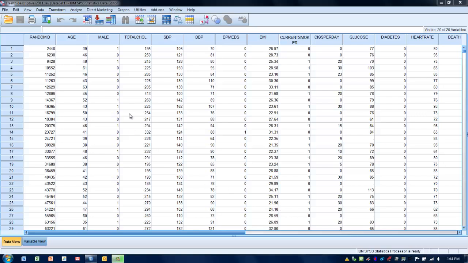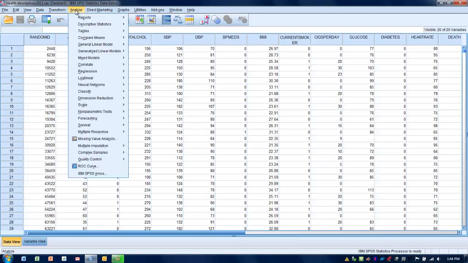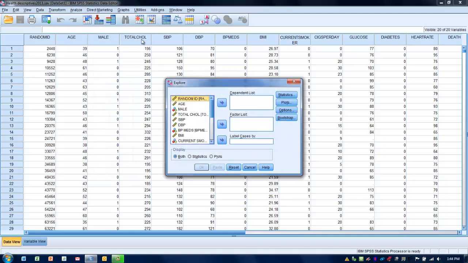So in order to do this exploration, we are going to select the Analyze menu, go to Descriptive Statistics, and then choose the Explore option. And in the decision box here, we first of all have to choose which variables we wish to do this data exploration on. And again, you can choose multiple variables simultaneously. You don't have to just do one at a time. You can do multiples. We're just going to do one at a time for the purpose of this demonstration.